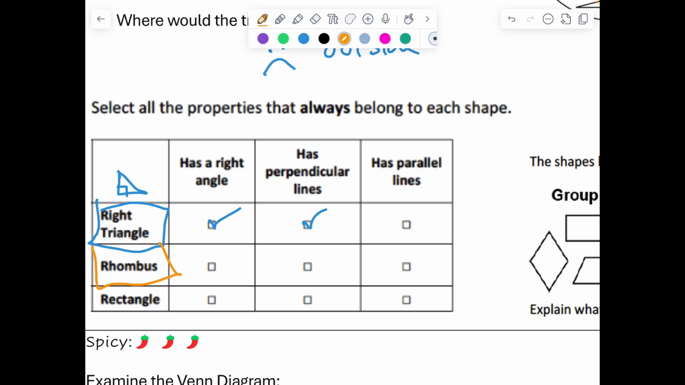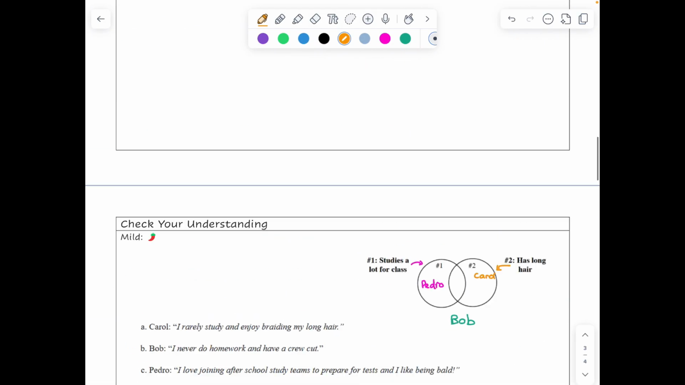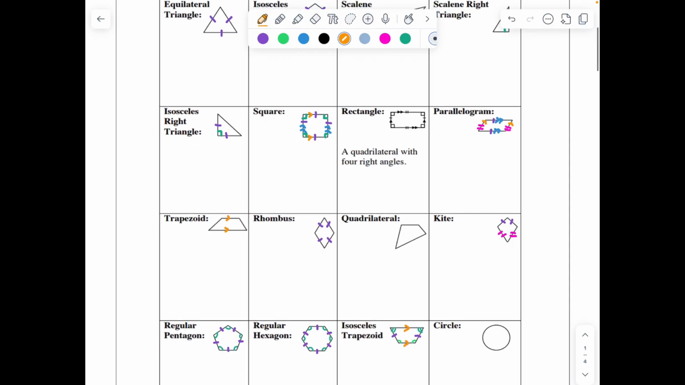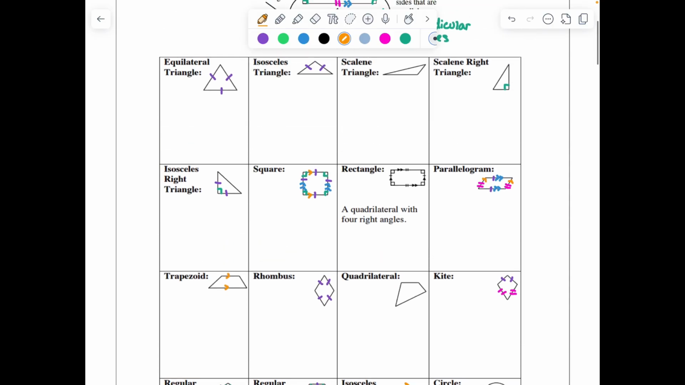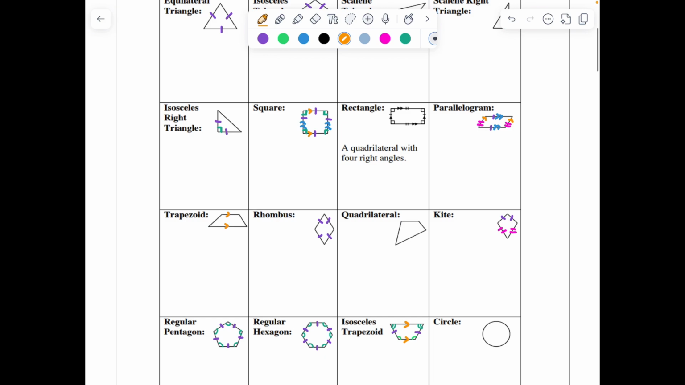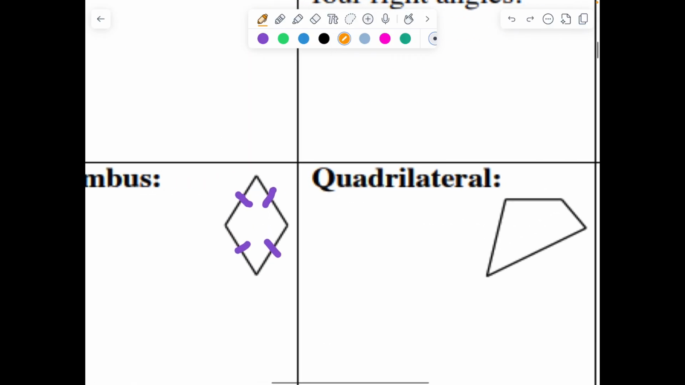All right, moving on to a rhombus. Let's look at our shapes diagram to remind ourselves what a rhombus is. Let's see if we can find it. Rhombus, rhombus, rhombus. Here it is. So the only thing we know about a rhombus is that it has all sides of equal length. Oops, I forgot to mark that it actually does have parallel sides. I missed that.